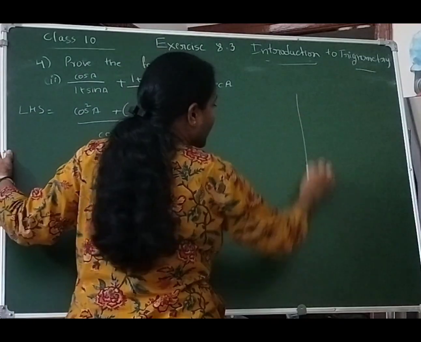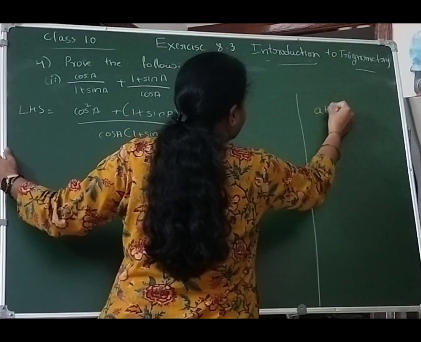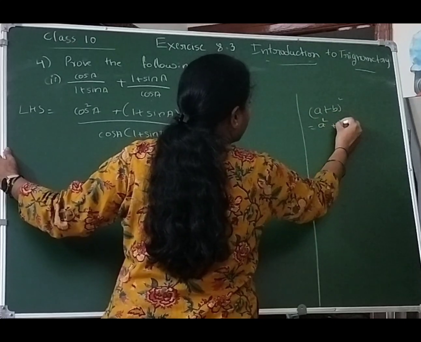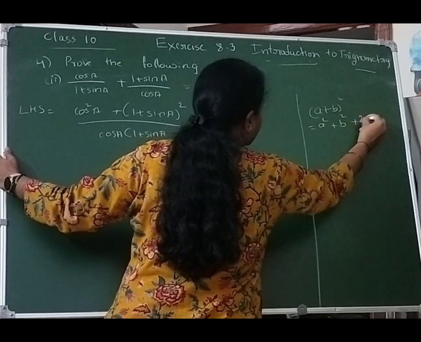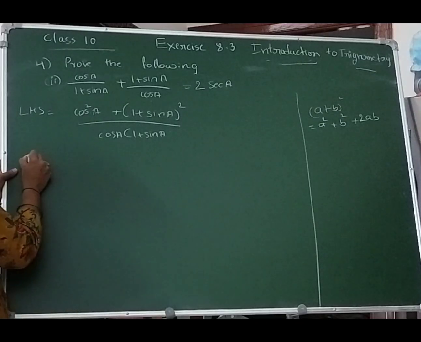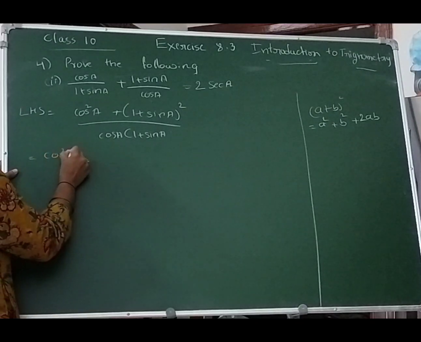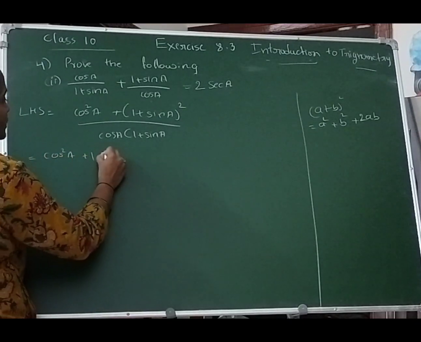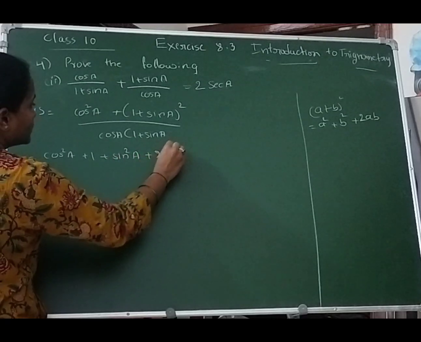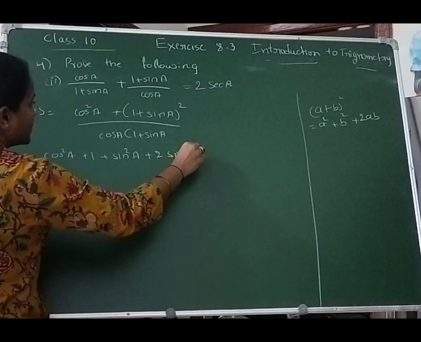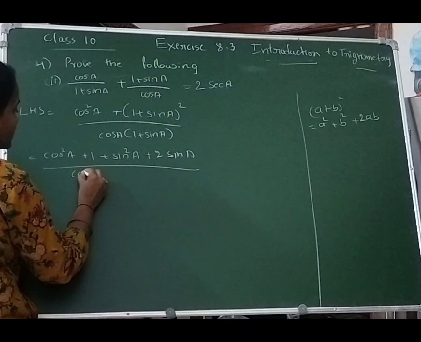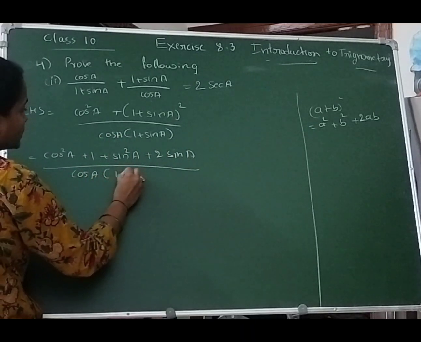So (1 + sin A) whole square is in the form of (a + b) whole square, so that is a² + b² + 2ab. So I have to use this identity here to simplify the answer. So cos² A + 1² + sin² A + 2 sin A. The denominator remains the same, cos A into (1 + sin A).